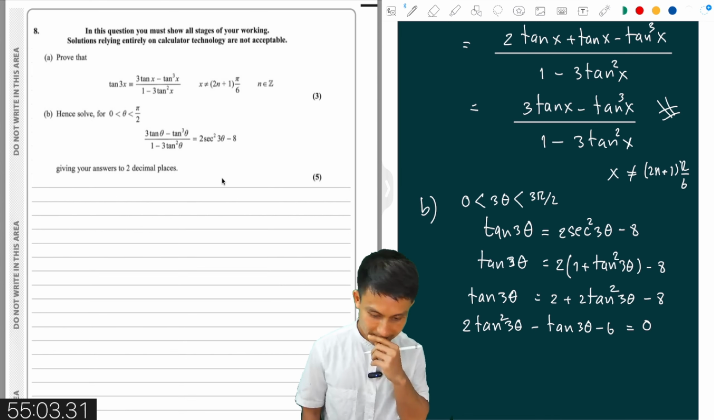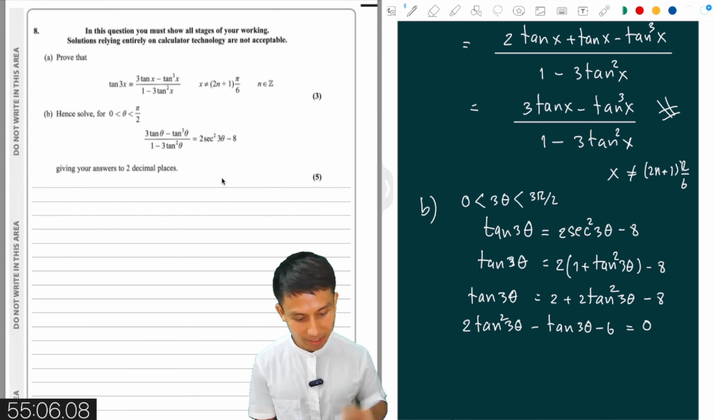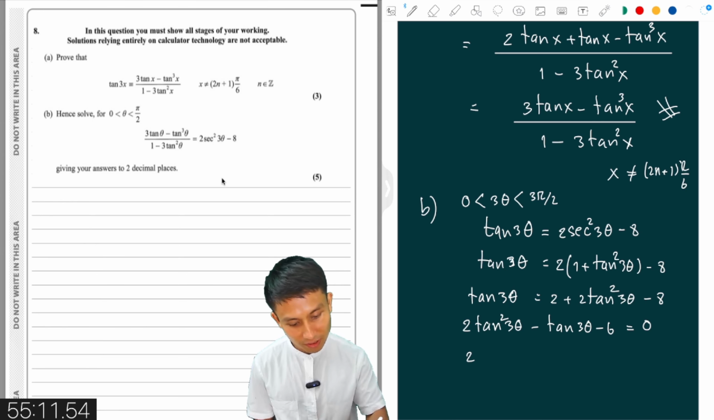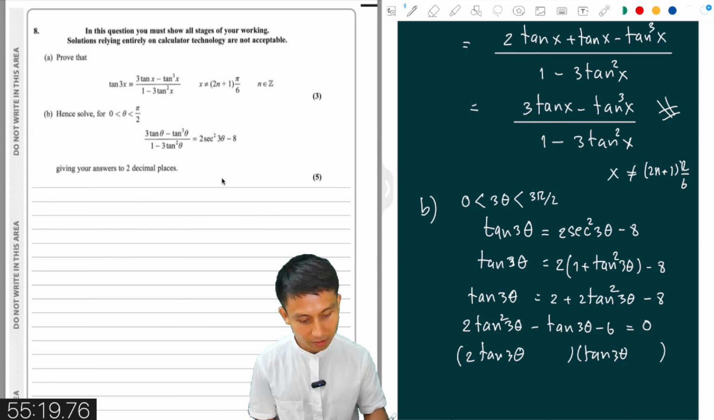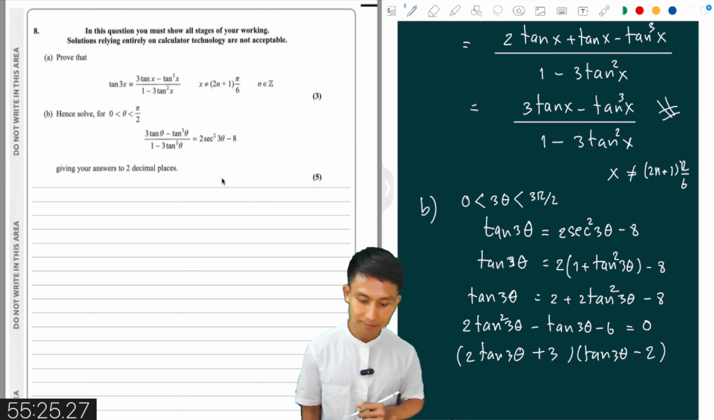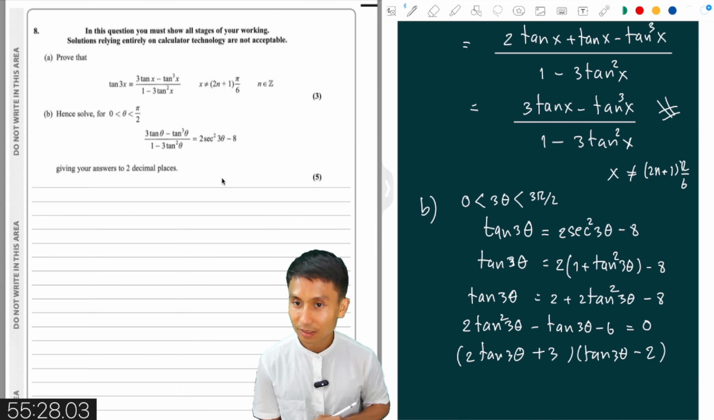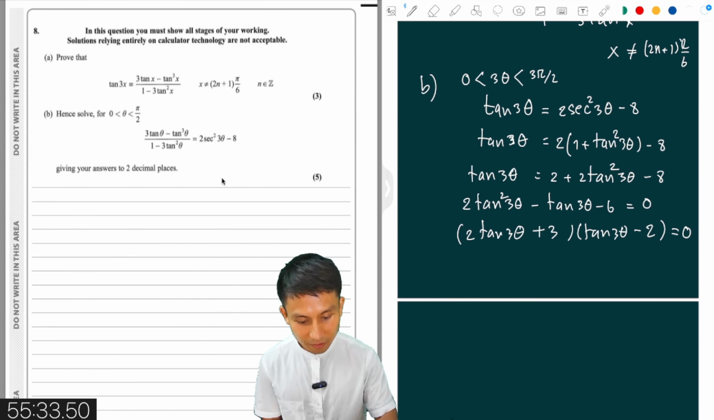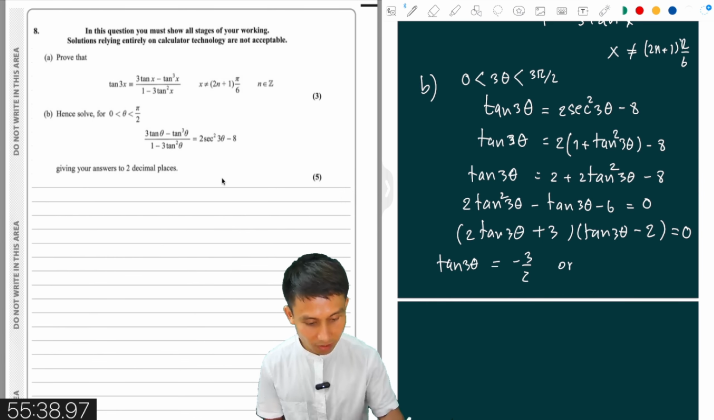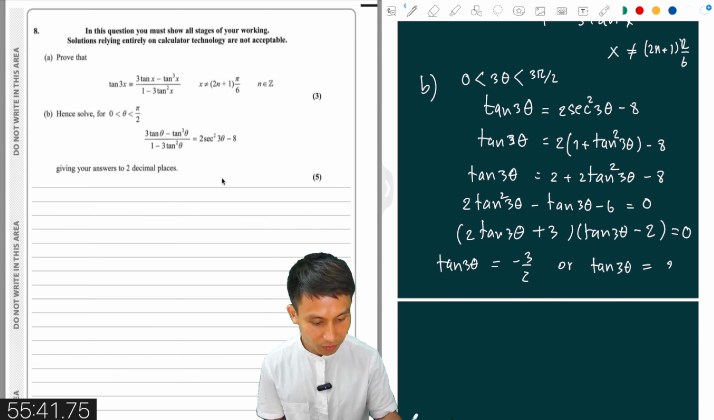Let's see. Yeah, I'm happy with everything. And can we factorize this? I would like to factorize, would I not? Hang on. Let me try that. So if I put a 6 and a 1, doesn't work. A 3 and a 2, yeah. 2 here, 3 here. Yeah, I think that's fine. Okay, so we're going to solve for these two brackets. So it's tan 3 theta equals minus 3 over 2, or tan 3 theta equals 2.